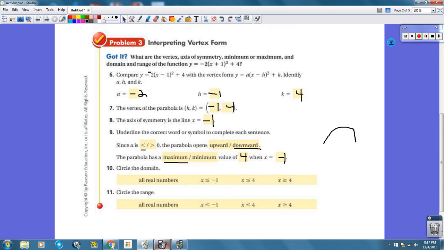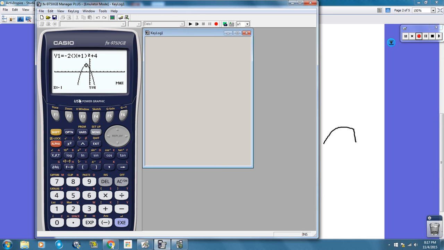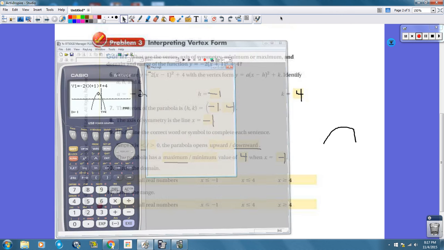But if you look at the Casio, as you see, if you just hit maximum, it'll go right there. If you hit minimum by accident, it's going to tell you it's not found because this would not have a minimum, okay? So that's kind of where we are. So we've identified everything there.